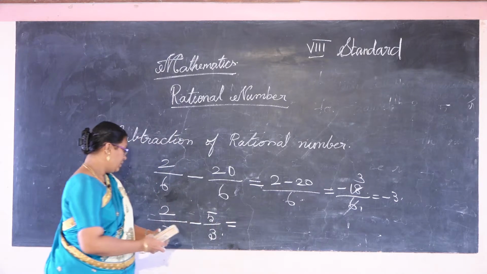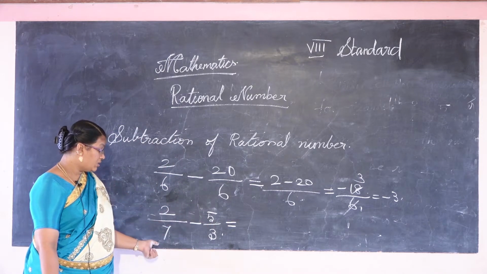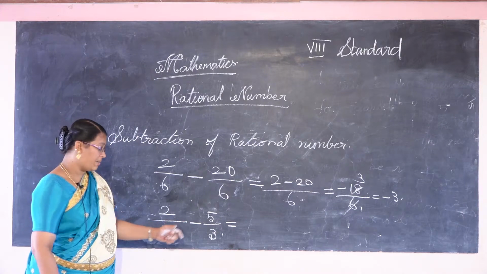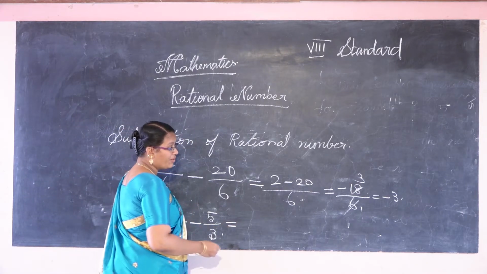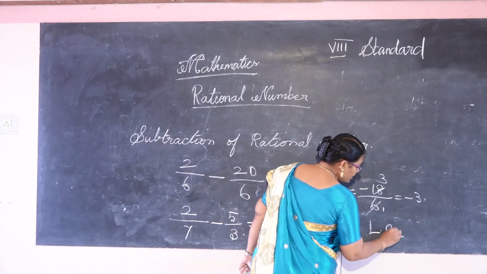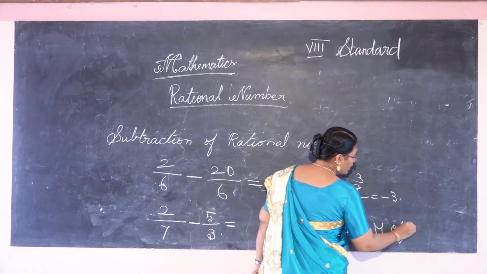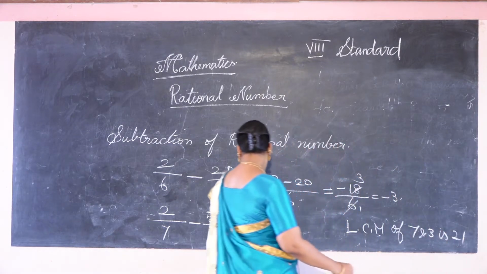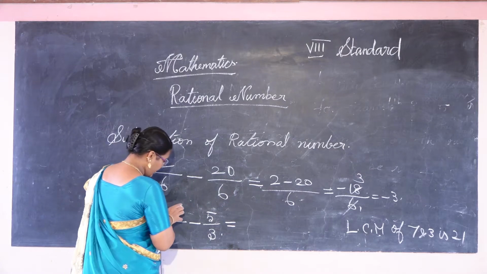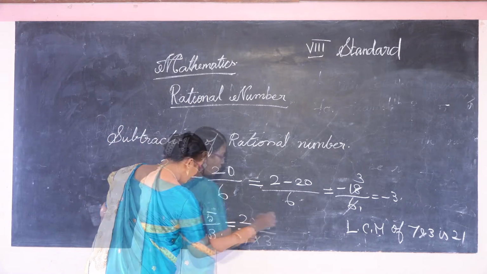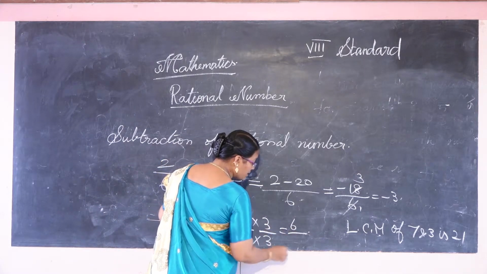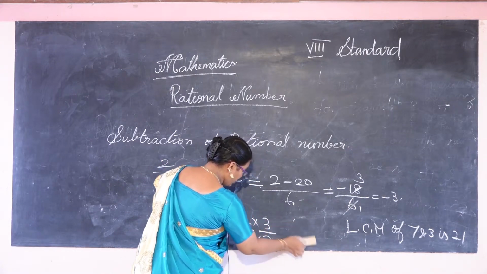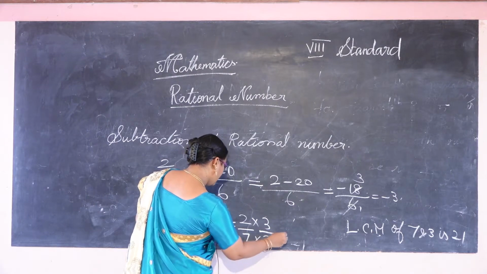So, here we have considered two rational numbers that are unlike fractions. So, you should find the LCM. What is the LCM of 7 and 3? The LCM of 7 and 3 is 21. So first we consider the first term, 2 by 7: 7 3s are 21.